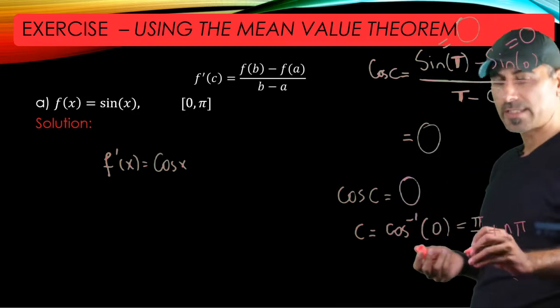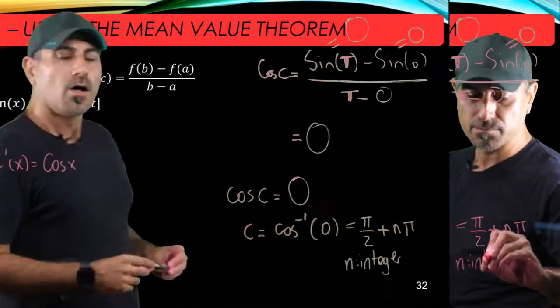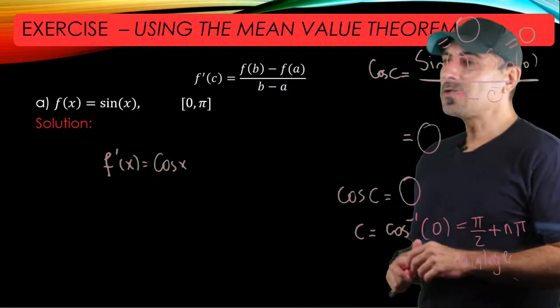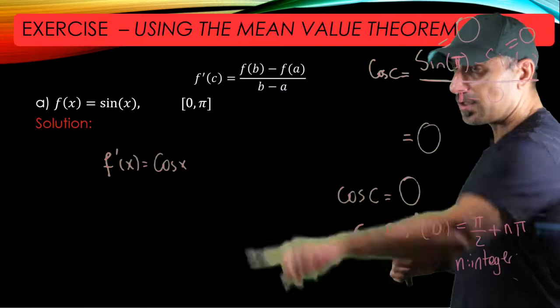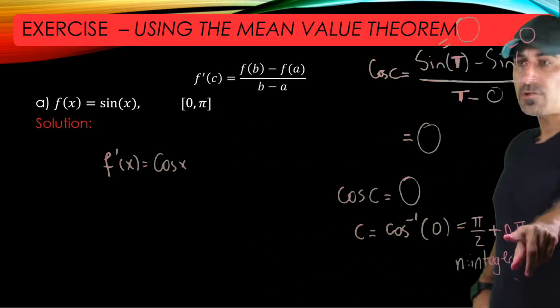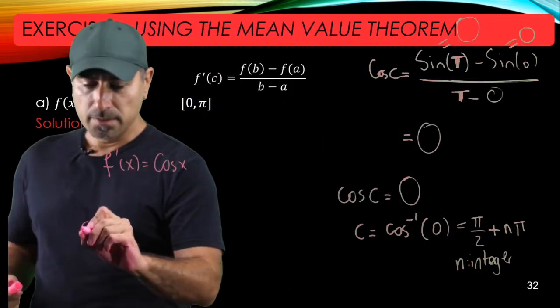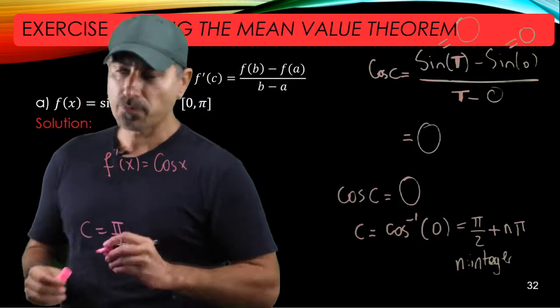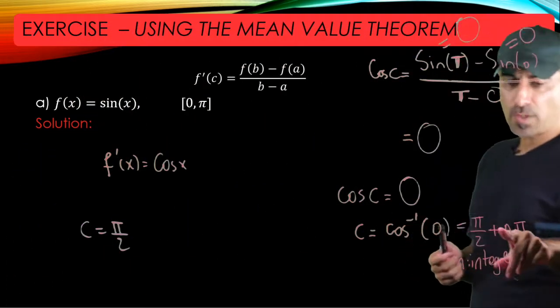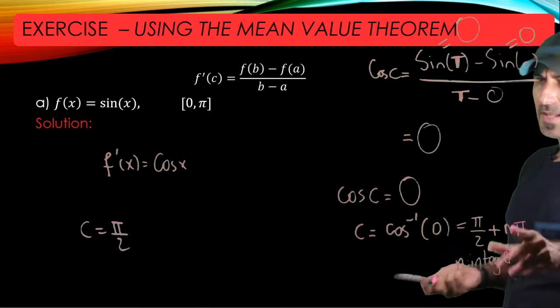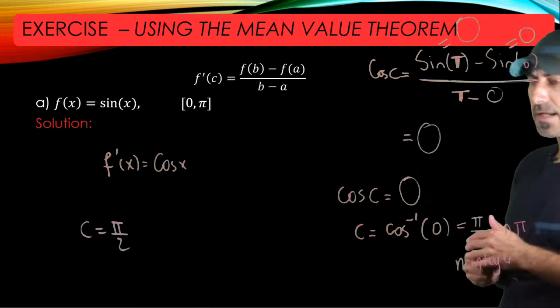So n here is an integer. In particular, we're looking for c's fitting in the interval 0, pi. For n equals 0, we have pi over 2 here. That's a good candidate, so I'm going to take c equals pi over 2. And for n equals 1, it's going to be pi over 2 plus pi. That's 3 pi over 2, which is not in that interval.